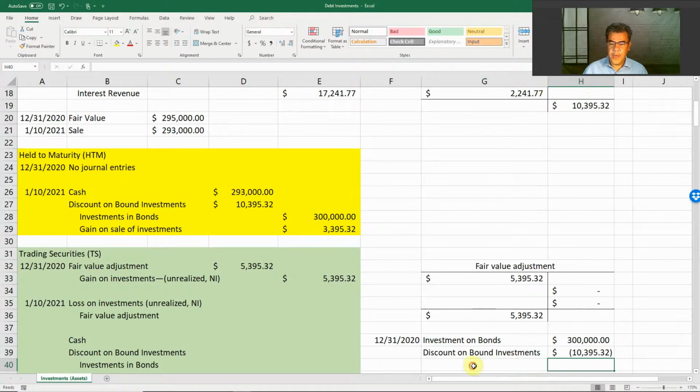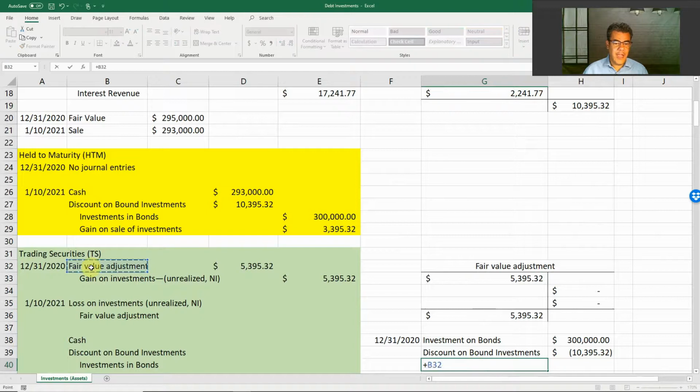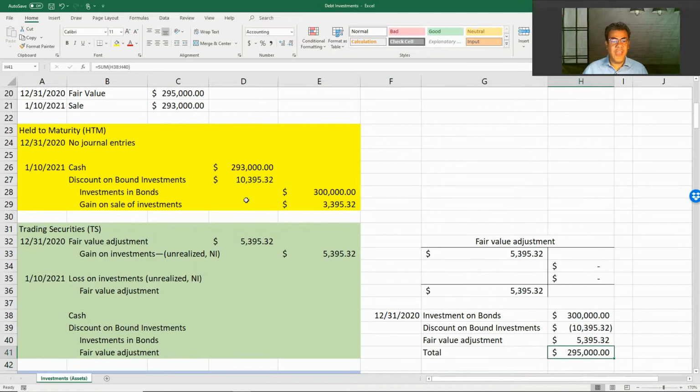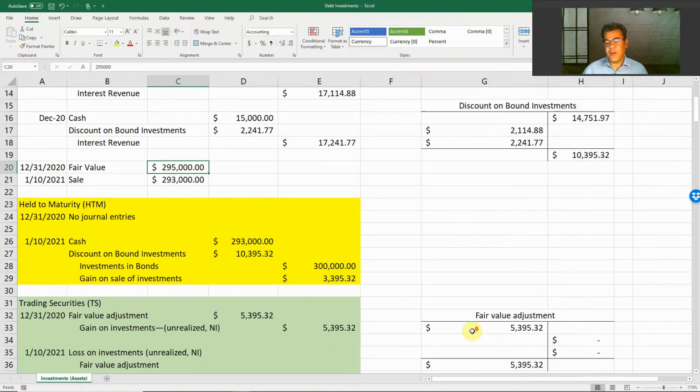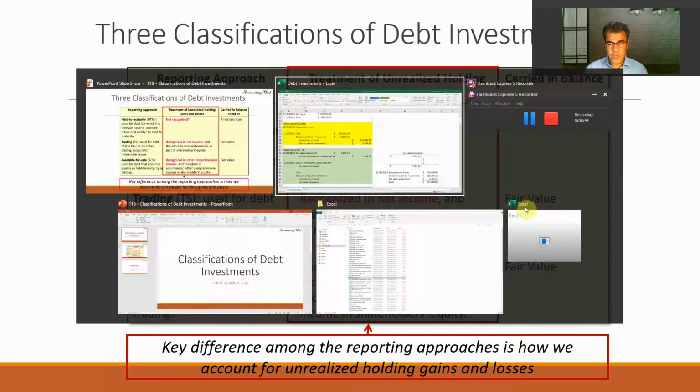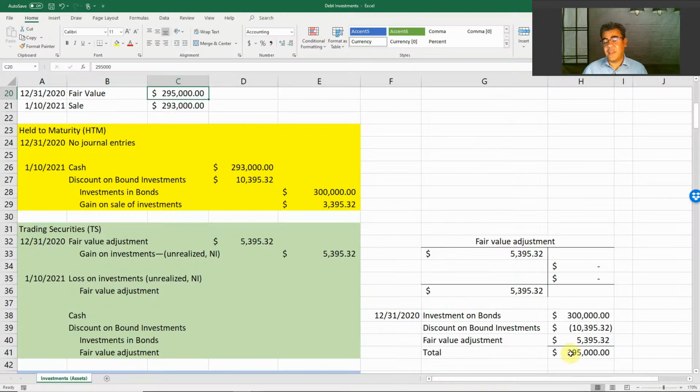And now the fair value adjustment, positive 5. If we combine all of these numbers here, we have a total sum of 295. That is our fair value. So here, what do we have? Carried in balance sheet at fair value. So if we combine, our net investment here will be the 295. Okay.